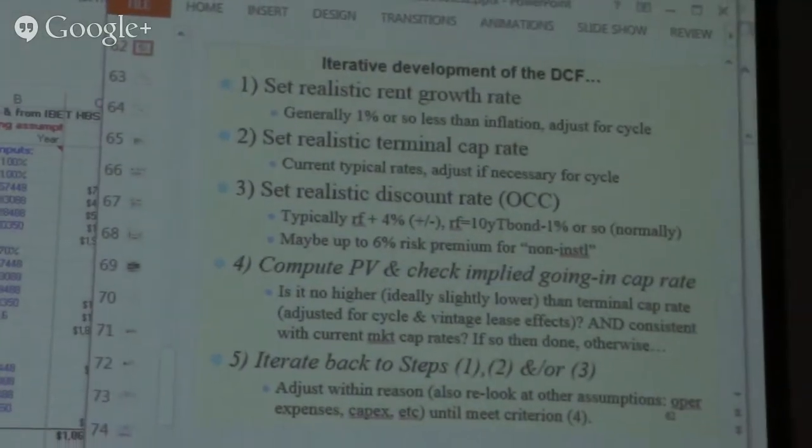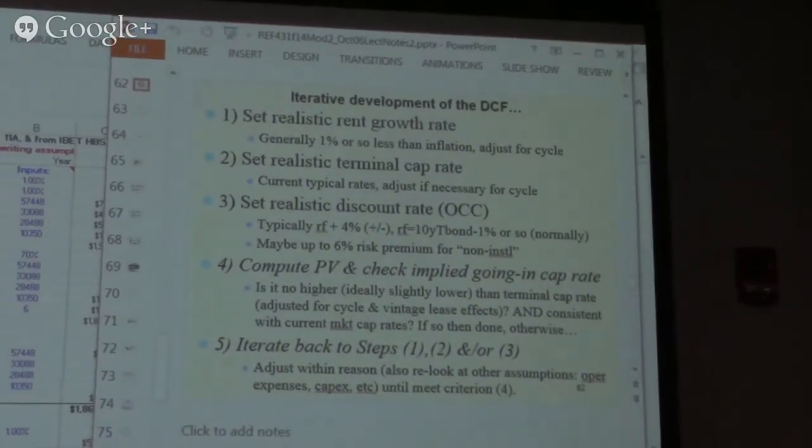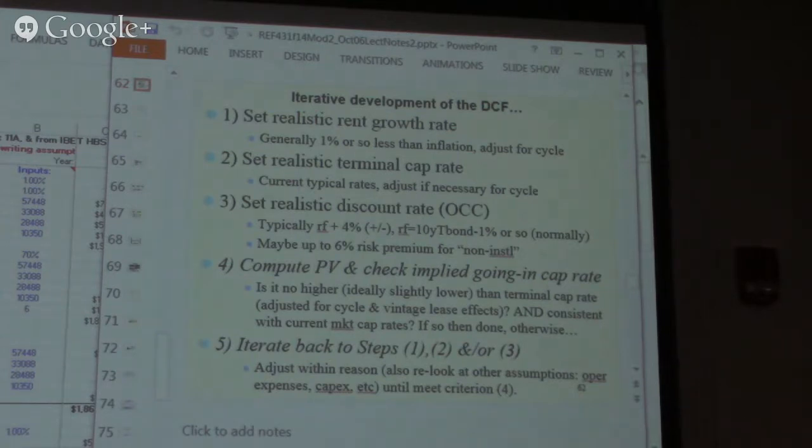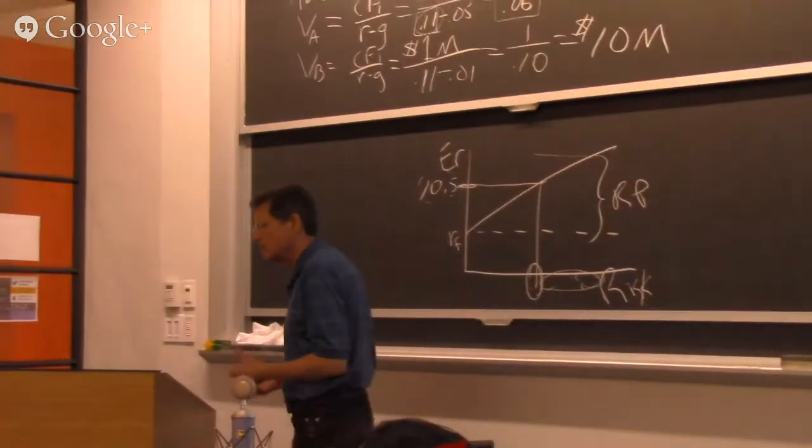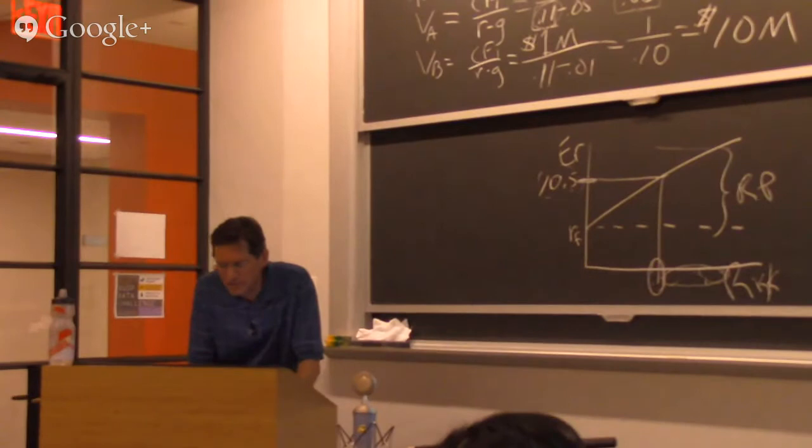How about a realistic terminal cap rate? Okay, so the going-in cap rates are in the range of 9.5 to 10.5%. Ignoring any cycle, in 1999 we were kind of in the midpoint. There had clearly been recovery from the crash at the end of the 90s, but no indication really that you were at a bubble or something like that. And so it's probably pretty reasonable.